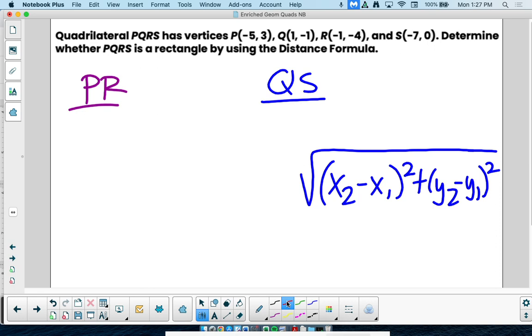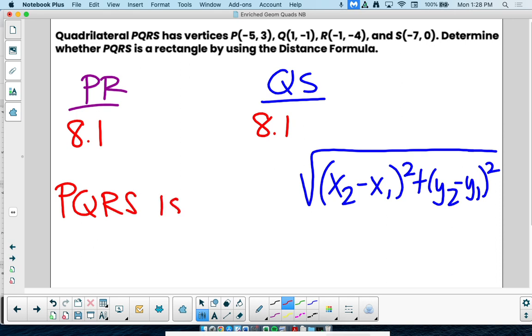All right, PR. What you guys get? 8.1. 8.1 QS. 8.1. So what do we know? That means they're equal. That means it is a what? Parallelogram. Rectangle. Yeah.